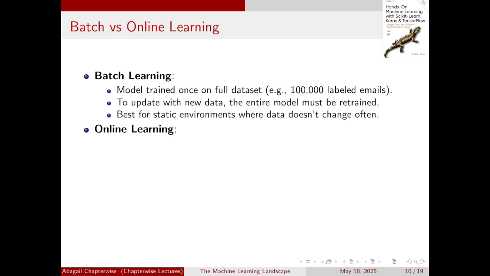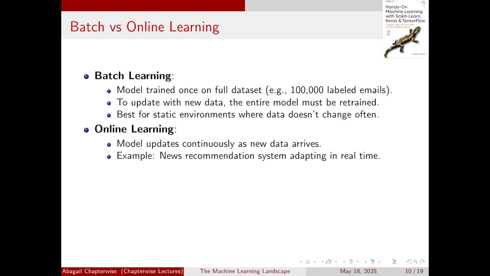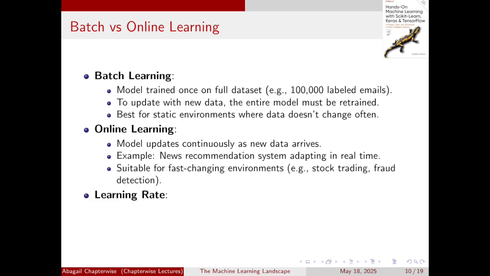Now consider online learning. In this setup, the model updates itself incrementally as new data becomes available. Think of a news recommendation system. Every minute, users click on new articles, and the system wants to update its understanding of what's trending. Instead of waiting to retrain on a full dataset, the model ingests this new data on the fly, adjusting its parameters in real time. This makes online learning ideal for fast-moving environments like stock trading, personalized ads, fraud detection, or anything that requires continuous adaptation.